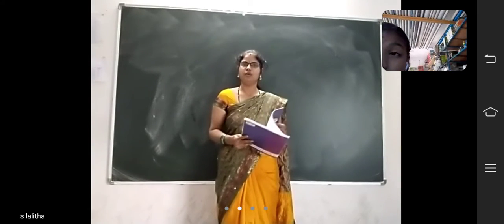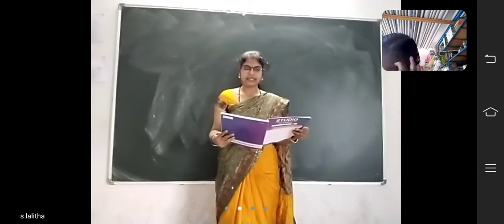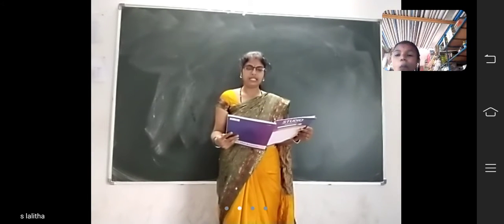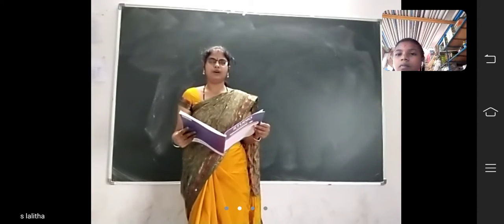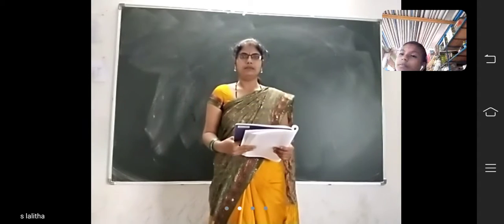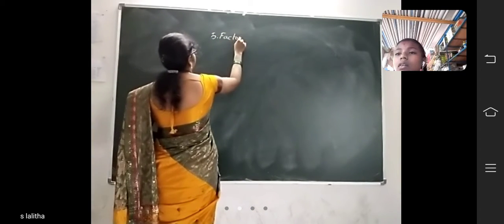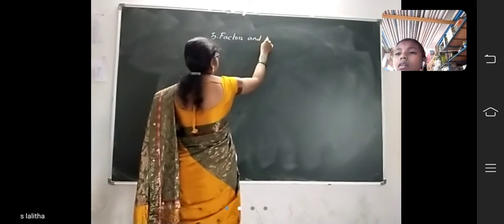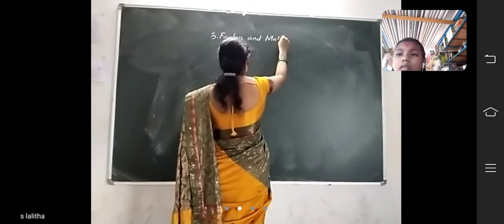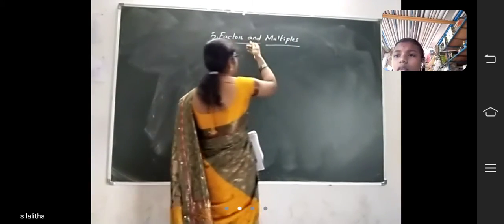So we have completed 4 chapters now. What are the chapters we learned, Jama? Lines and rays, angles around you, the world of numbers, arithmetic operations we learned. Okay. Now we are going to the new chapter, factors and multiples. What is the chapter name? Factors and multiples.